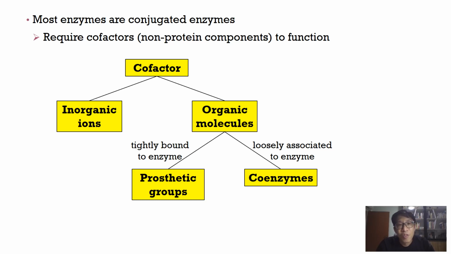There are different types of cofactors. Some are inorganic, and most of these are ions, and others are organic. For organic cofactors, there are two types, depending on how tightly they bind to the enzyme.